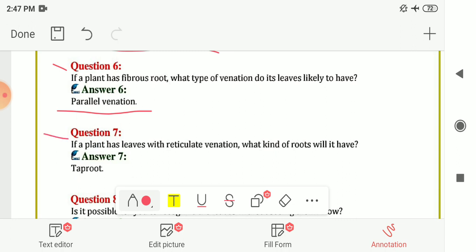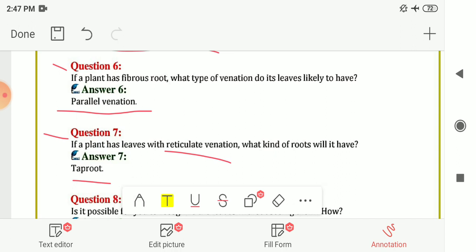Next, seventh number, if a plant has leaves with reticulate venation, what kind of roots will it have? So the answer is taproot. If the leaves have the reticulate venation, then the type of root is taproot.